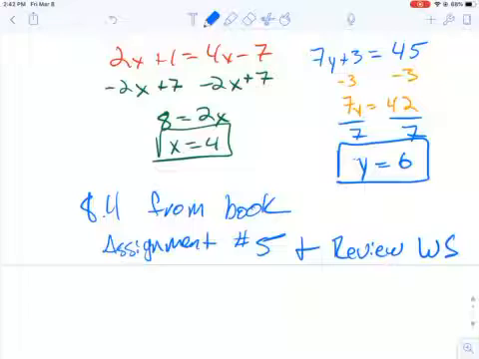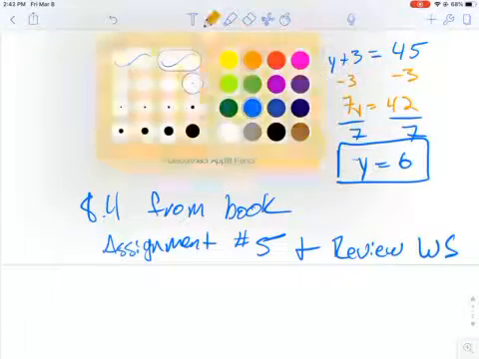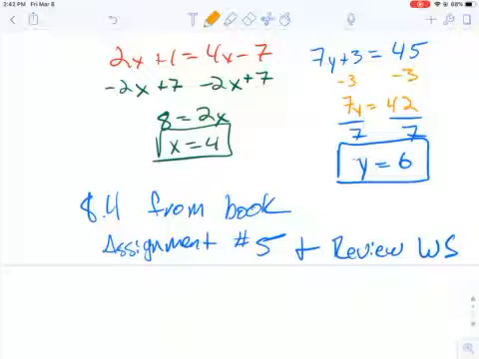So the 8-4 assignment we're going to grade tomorrow, and then we're just going to go over the review tomorrow as well. So make sure you have both of those done for tomorrow. And if you have any questions over everything, we can answer those tomorrow. And we will be quizzing on Thursday over these first 4.